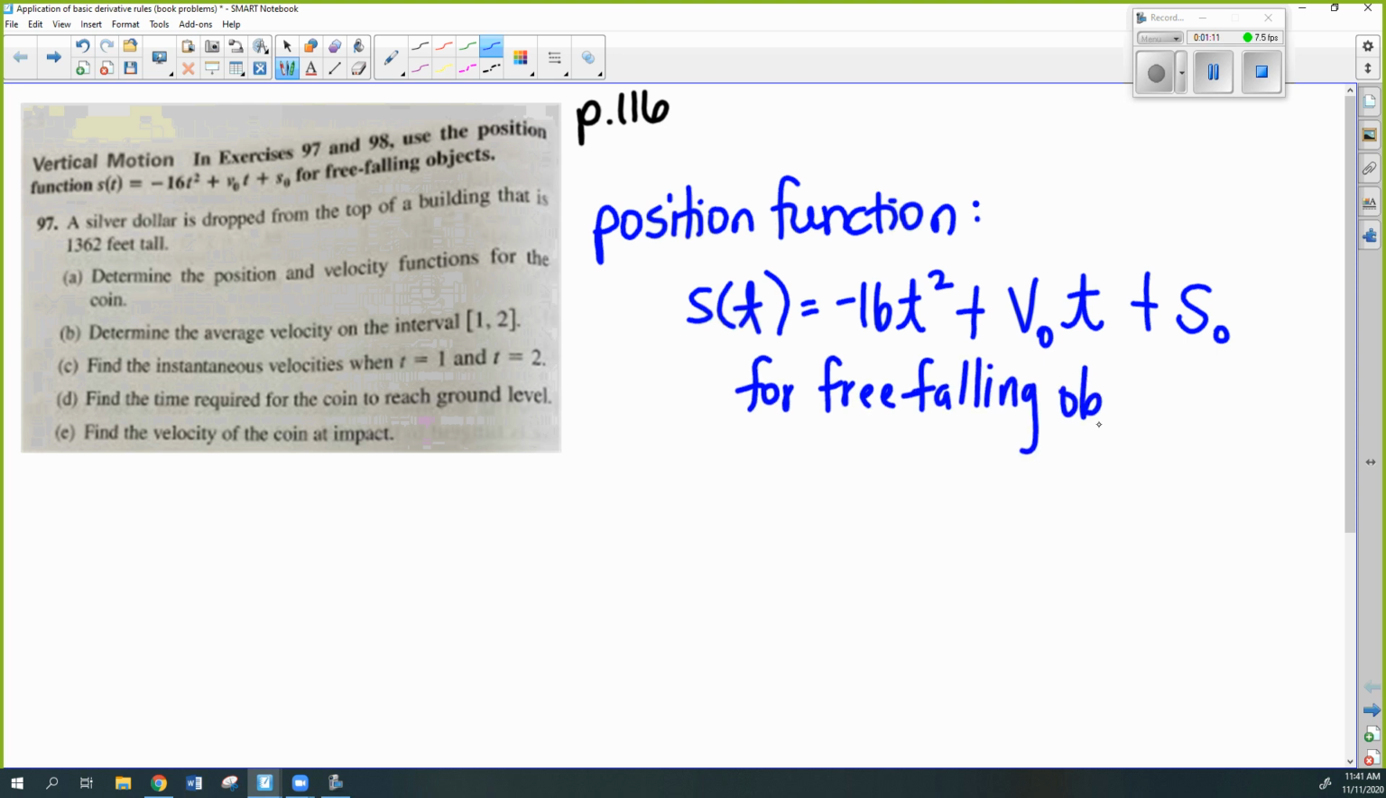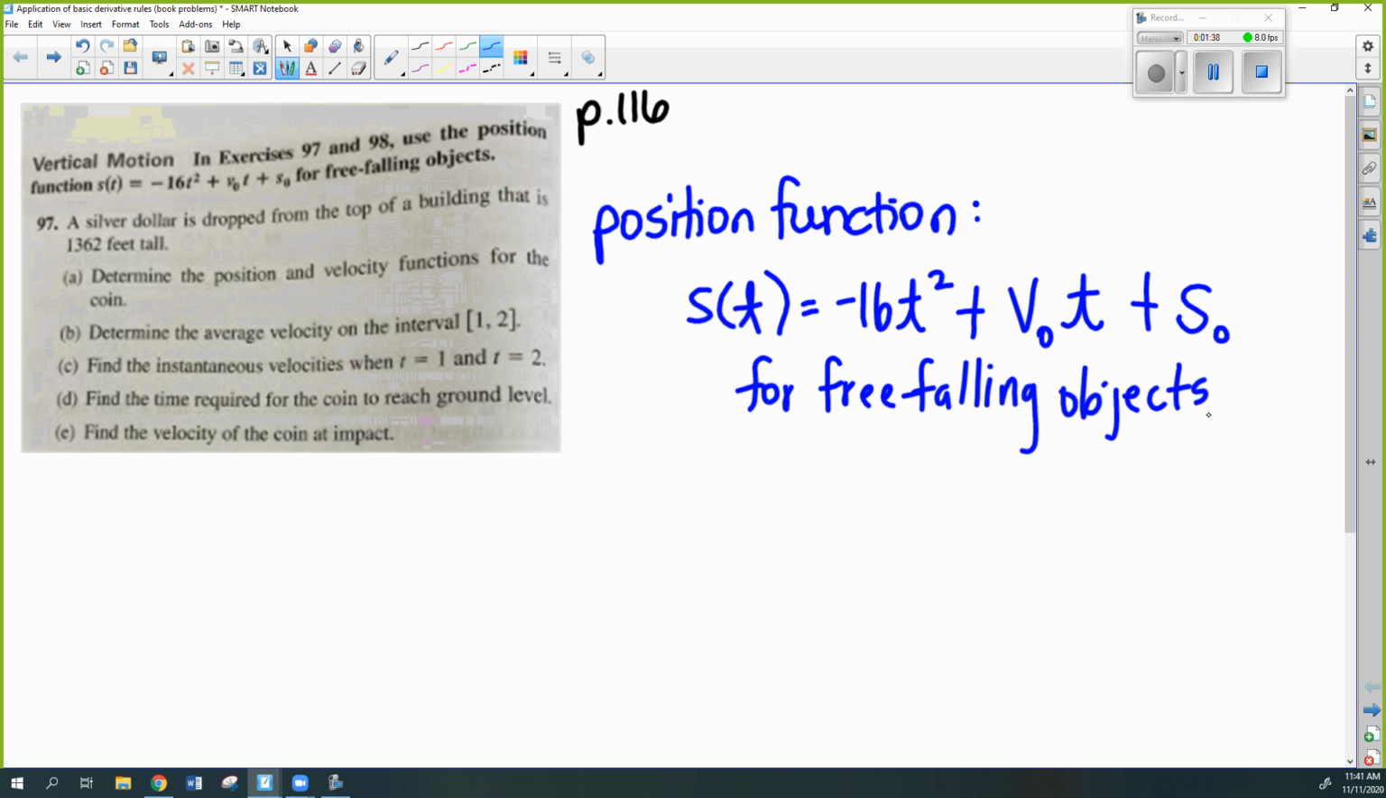objects. Okay, now this should look somewhat familiar to my folks who have taken physics. So we need to talk about what this has to do with. That's a negative 16, okay, sorry. That's a negative 16.